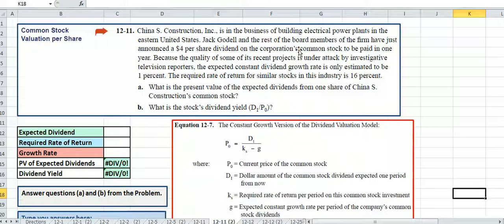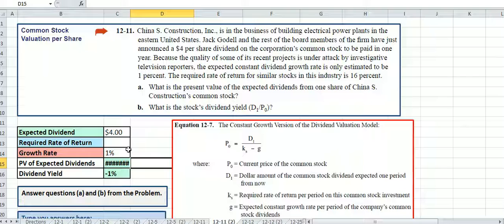So we have a company that is looking at trying to value its stock. It's trying to make an evaluation of its stock per share. What we know is that this company is going to pay a $4 per share dividend, so we put that here. And it's expecting a constant growth rate of only 1%, so we'll put that here. We're going to use 1%, not 100%.